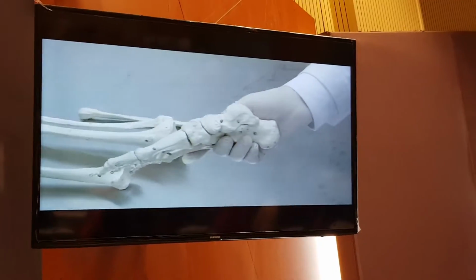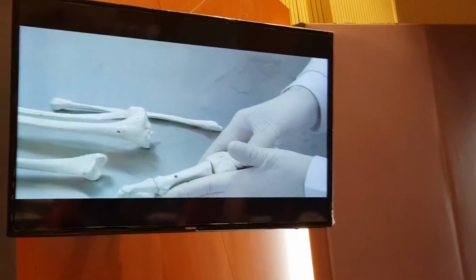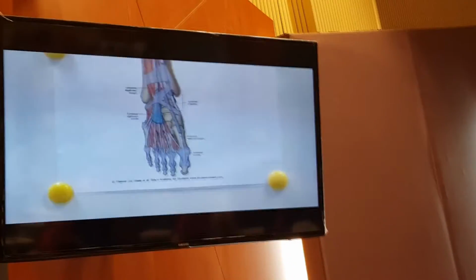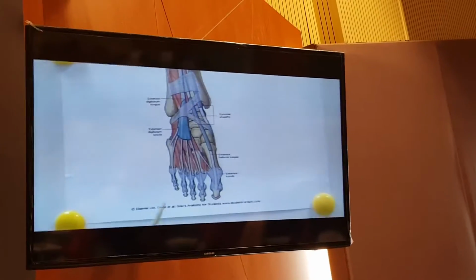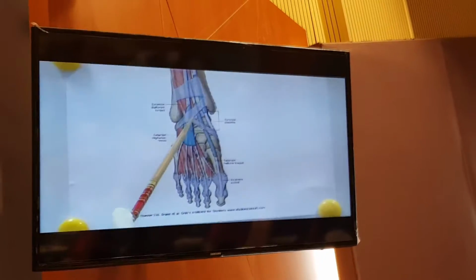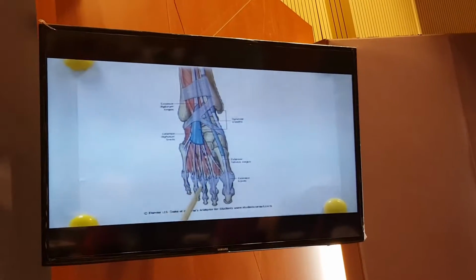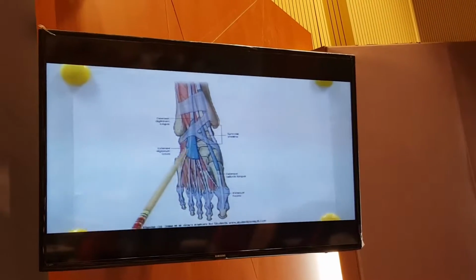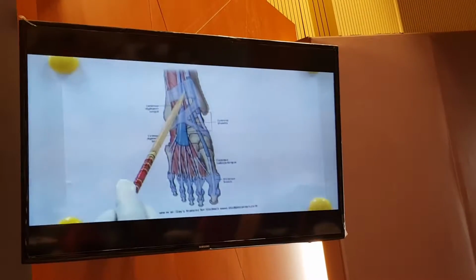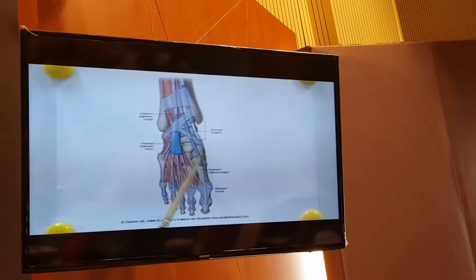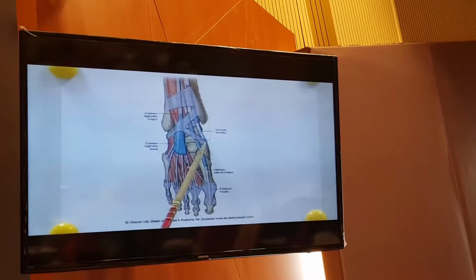Now we are going to talk about muscles on the dorsal surface of the foot and plantar surface of the foot. Muscles on the dorsal surface of the foot. When you see very carefully, this is extensor digitorum longus muscle, and its tendons are there, 4 tendons. Here is peroneus tertius muscle on the lateral side. Here is extensor hallucis longus tendon, and here is tibialis anterior tendon.